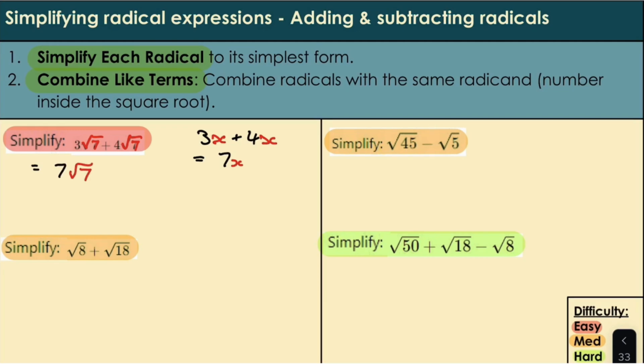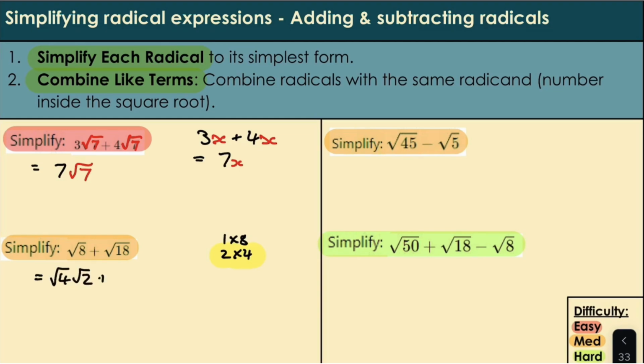Our second example. So my first radical is root 8. Now I'll write down my factor pairs. I've got 1 times 8, 2 times 4. Do I see a square number? Yes, I see the square number 4. So I can break root 8 into root 4 root 2.